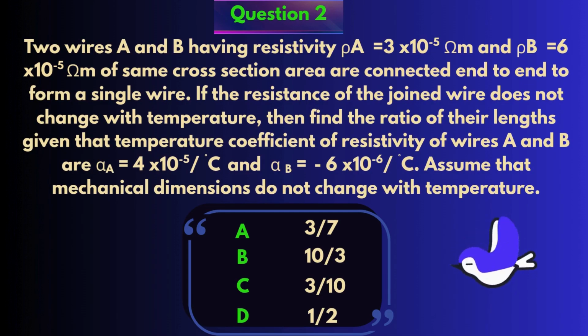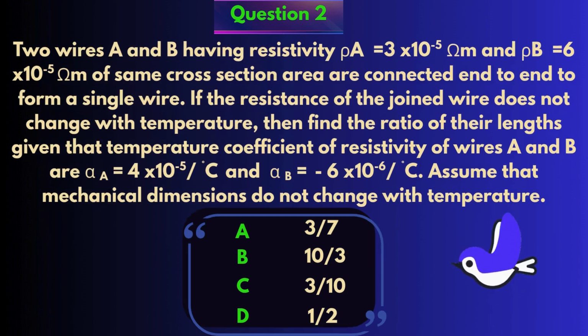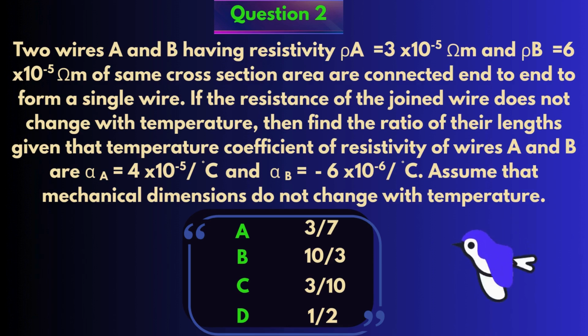Question 2. Two wires A and B having resistivity ρA equals 3 × 10⁻⁵ ohm meter, and ρB equals 6 × 10⁻⁵ ohm meter, of same cross-section area, are connected end to end to form a single wire. If the resistance of the joined wire does not change with temperature, then find the ratio of their lengths, given that temperature coefficient of resistivity of wires A and B are αA equals 4 × 10⁻⁵ per degree C and αB equals −6 × 10⁻⁶ per degree C. Assume that mechanical dimensions do not change with temperature.